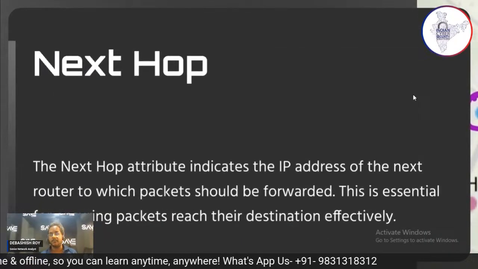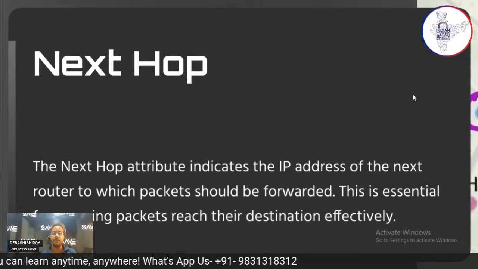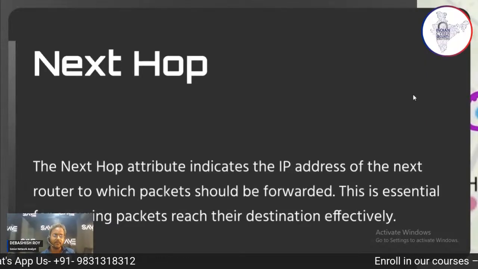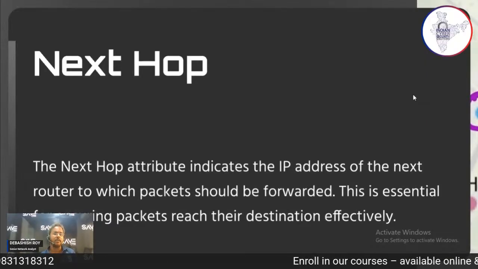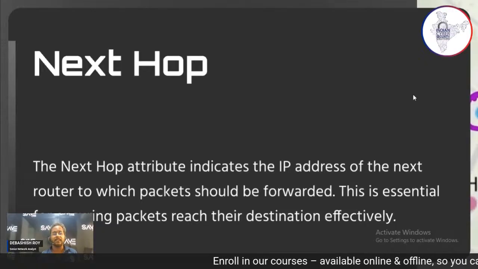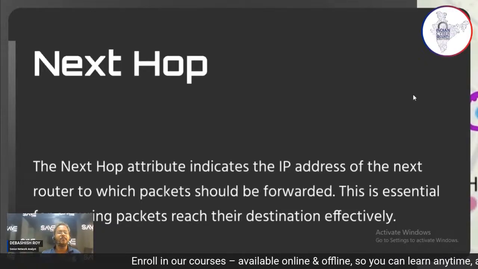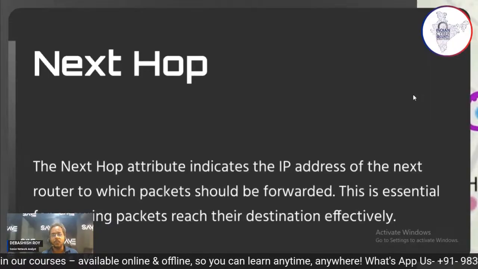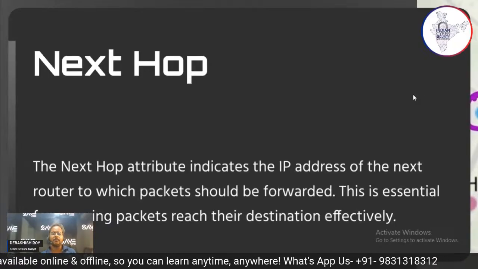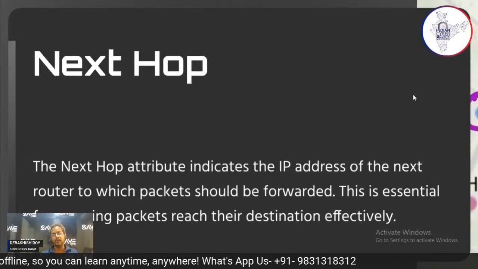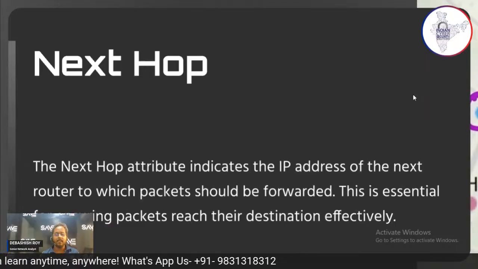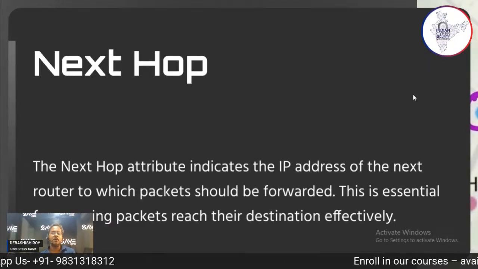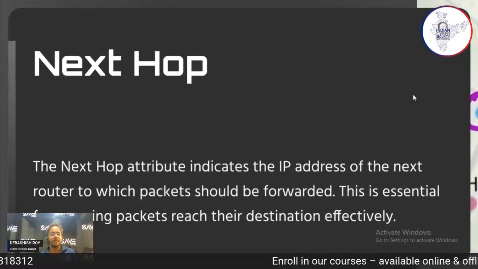Next hop is a very important part, because as I've already told you, the next hop should be reachable. The next hop attribute indicates the IP address of the next router to which the packet should be forwarded, and next hop never changes in case of IBGP. In case of IBGP, there is a split horizon rule, and whenever you send an update to the directly connected neighbor router, it doesn't change the next hop, and this is essential for ensuring packets reach their destination effectively.